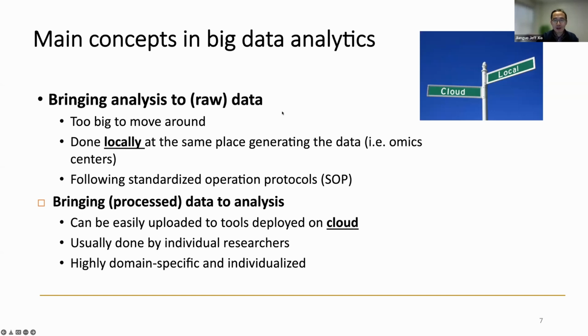Maybe in the future it will be easier, but currently most practice is to bring the data to the analysis. For example, below, you use processed data, a data table, to do analysis. But the raw data itself is usually processed locally. If you use a genome center or metabolomics center, the advantage is that they process the raw data for you, and you get a concentration table of metabolites or a gene abundance table. Because the raw data is big and too hard to move around, it is usually done locally, following standardized operation protocols. For processed data, this is your job now, and you can use different tools to upload to the web or cloud to do data analysis.